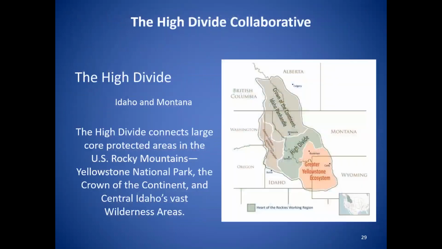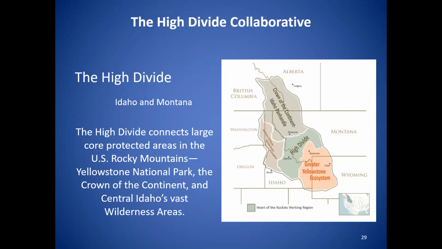I'm going to next go to 2 examples of landscape scale collaborative conservation. I'd point out that both of these are works in progress. Neither has reached its full potential. Both have much work to do, but they're examples of bringing together diverse interests to consider broad conservation values and community needs. The first is a rural example, the High Divide Collaborative in a very rural, very conservative area of Idaho and Montana.